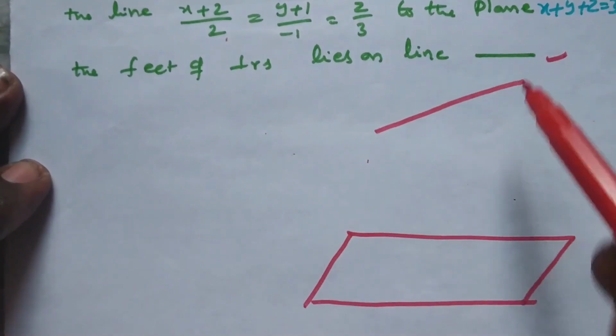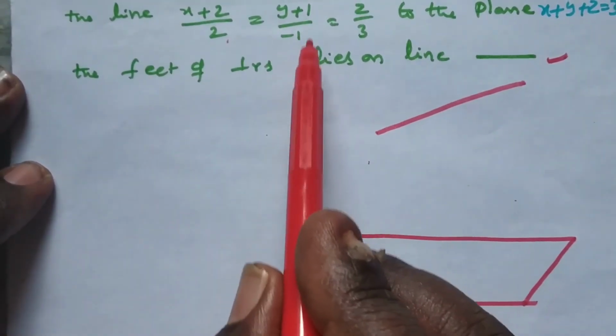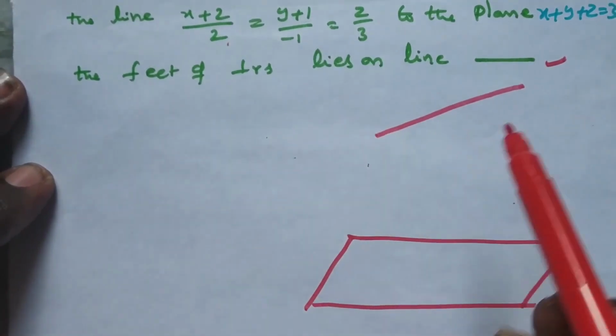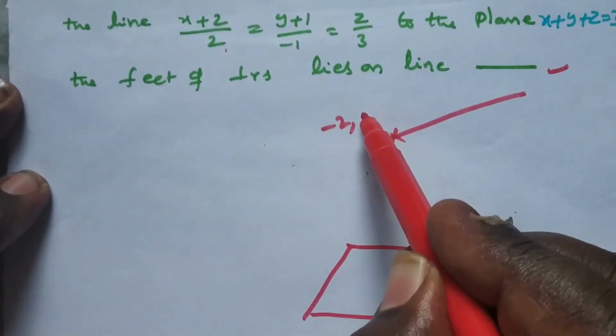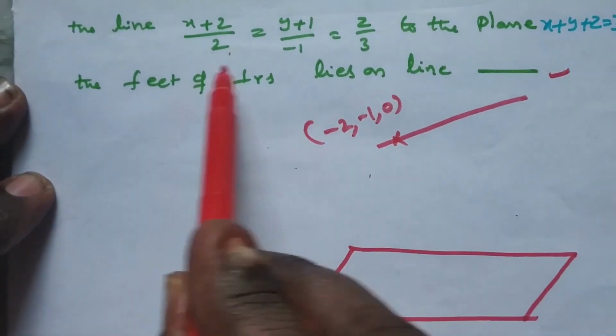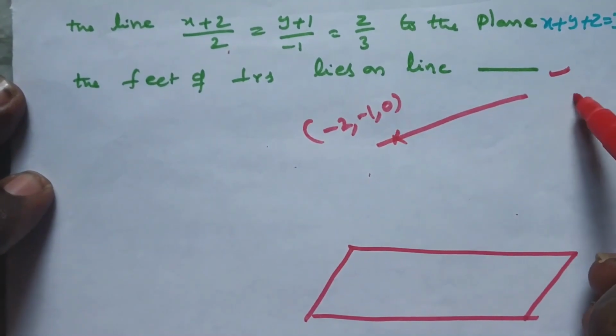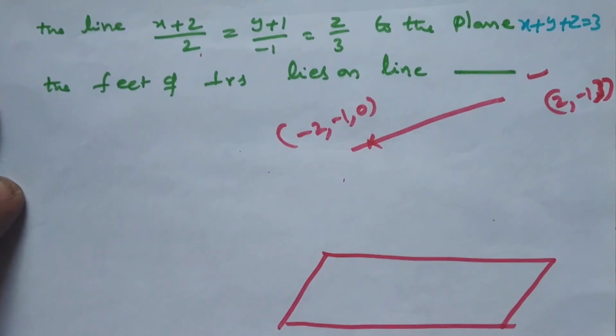And one line is also given to you. This is (x plus 2) by 2 equal to (y plus 1) by minus 1 equal to z by 3. That is the line passing through the point minus 2, minus 1, 0. And the direction ratios of the line are 2, minus 1, 3.